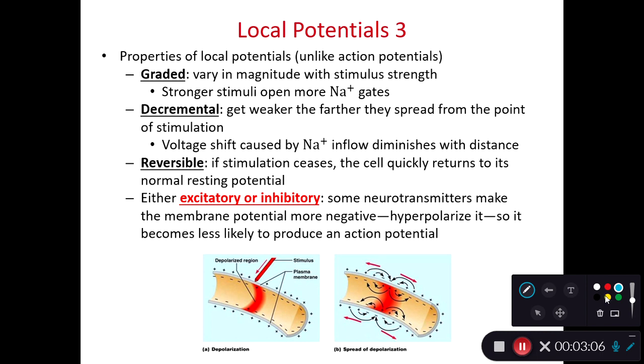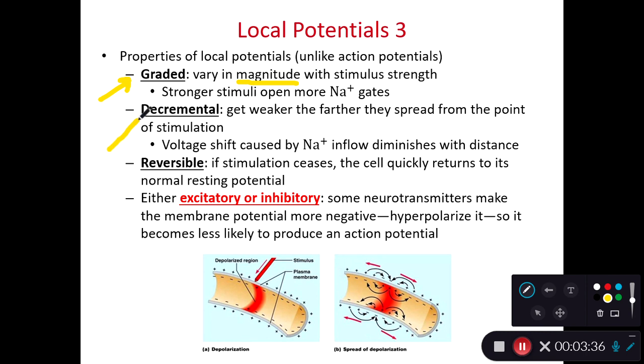As those local potentials are moving, they are unlike action potentials in that they're graded. That means there are variations in magnitude. They can be more positive or more negative, so they change in gradient. Another way of thinking of this is they have variations in how much they move the cell membrane voltage. We could have a big change in voltage or a small change in voltage.